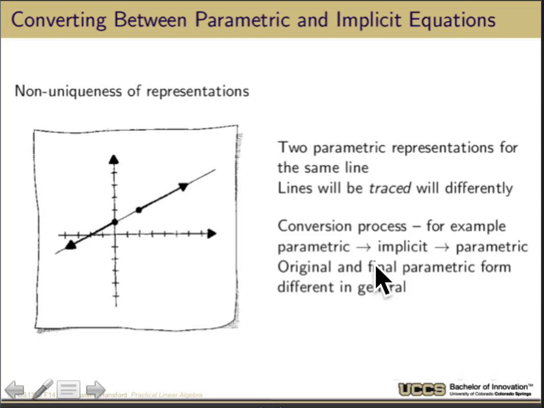But this conversion process gives us a nice way of also seeing why you can have two very different representations of the same line in parametric or now in implicit form. We'll see this both.